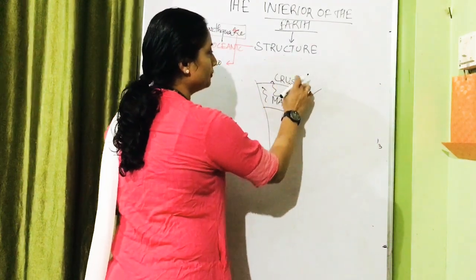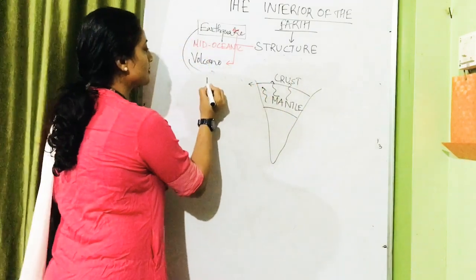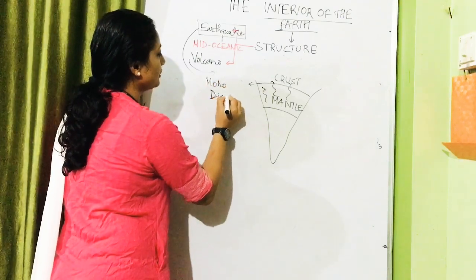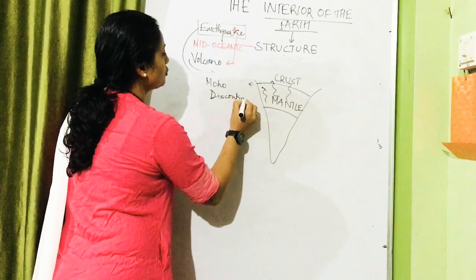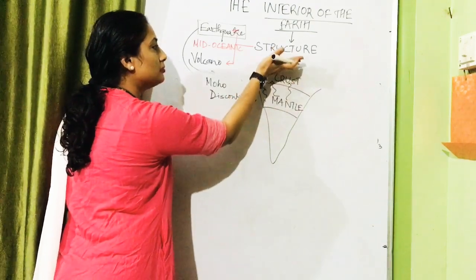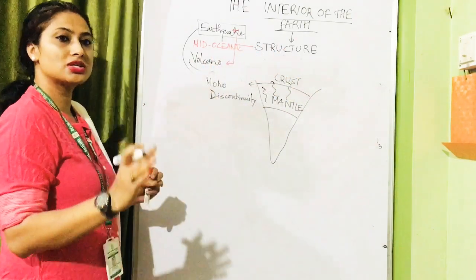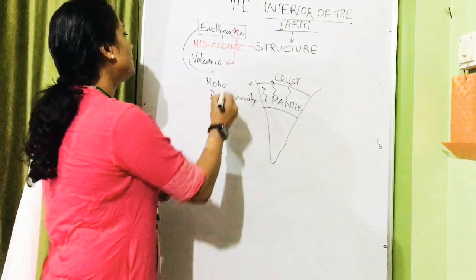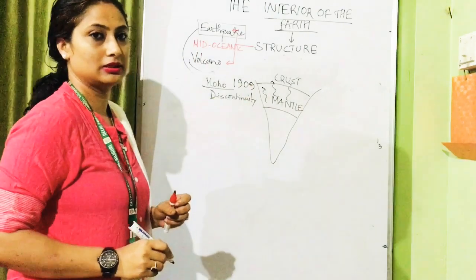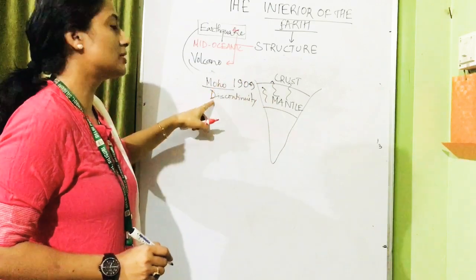This line of change or the transition zone is known as the Moho discontinuity. It means there is no continuation between crust and mantle. The elements which are present here are not similar to the elements which are present here. So there is a discontinuity, and it was first discovered in 1909 by Mohorovičić, a scientist. So they named it the Moho discontinuity.